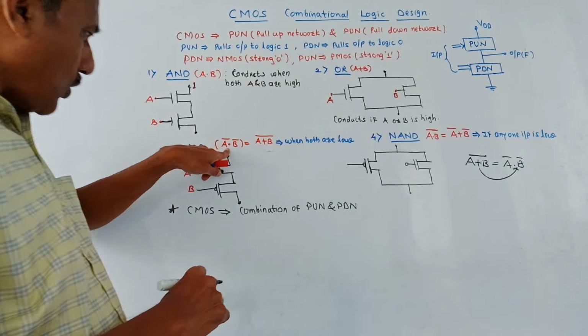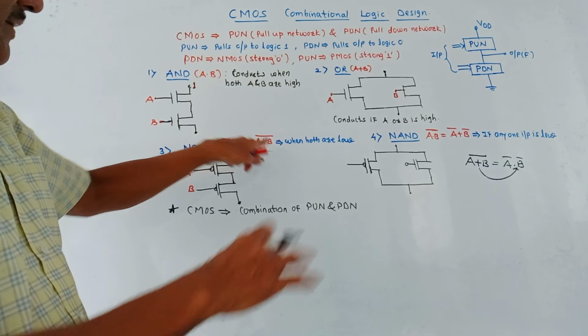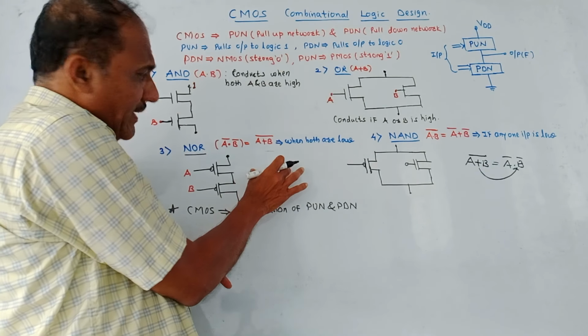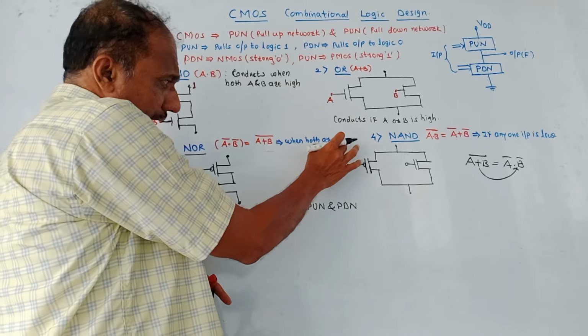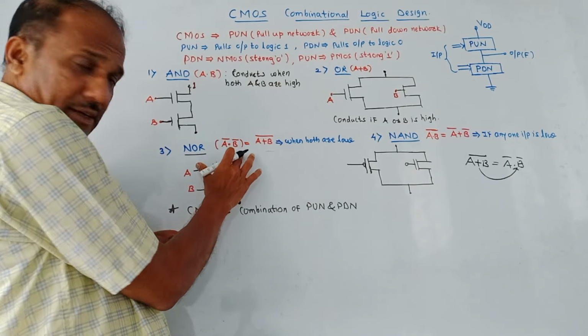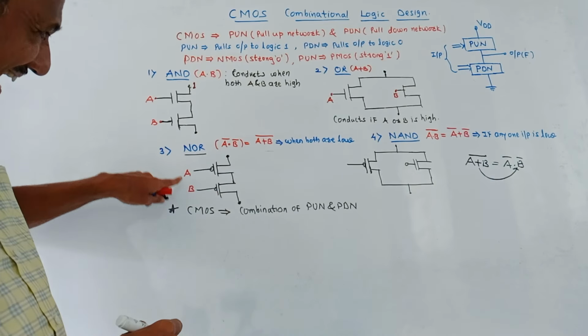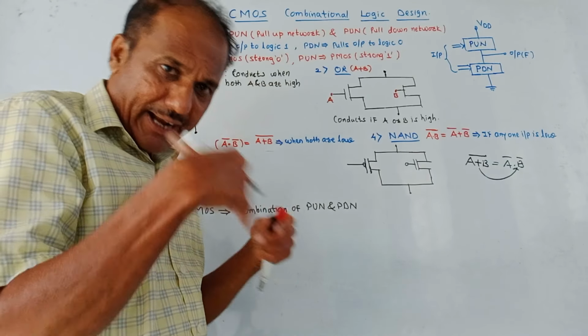So the equation for the NOR gate is A bar dot B bar, which is the same as (A plus B) bar. This circuit activates when both A and B are low. Now look at the equation, it is A bar dot B bar. So two inputs are there, A and B, and we want to produce A bar and B bar.